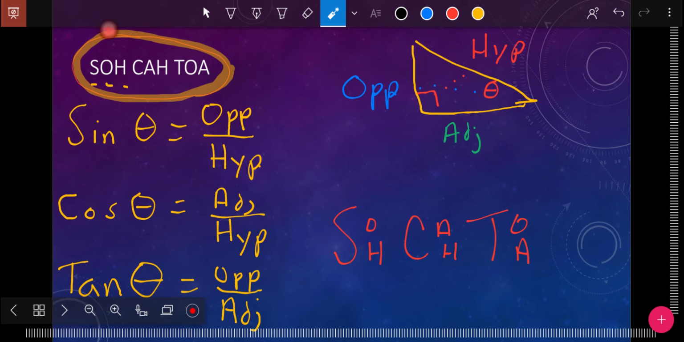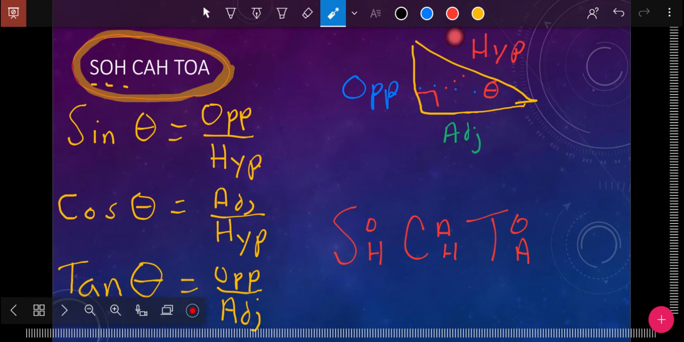This is the little phrase or expression we're going to use to remember it. It's SOHCAHTOA. SOHCAHTOA is how I remember right triangle trig. It's also important that we have this triangle here, and I'll explain SOHCAHTOA.